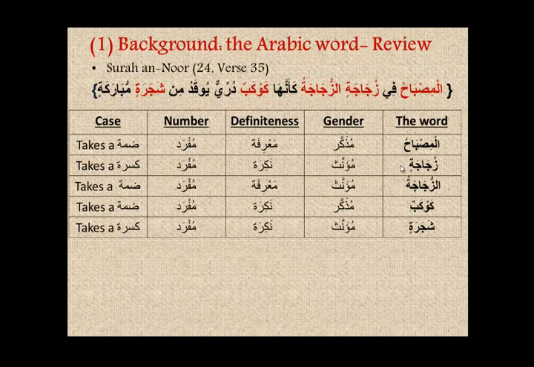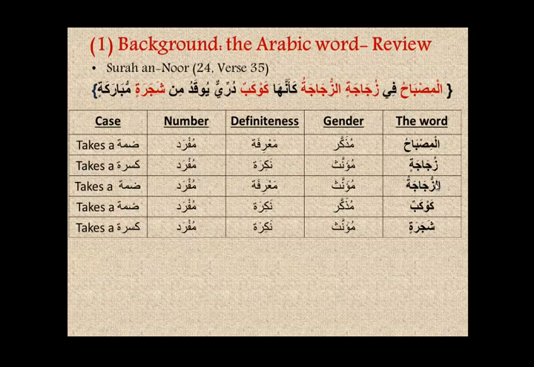Next word, zujajatin, we hear the tanween, we know it is indefinite. Now notice how the word has a ta marbuta. This tells us the word is mu'annath or feminine. It is mufrad singular and takes a kasrah.